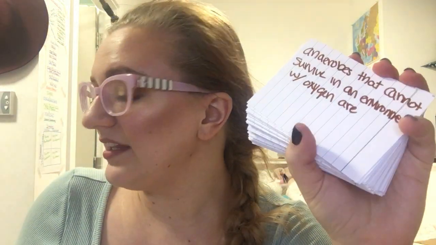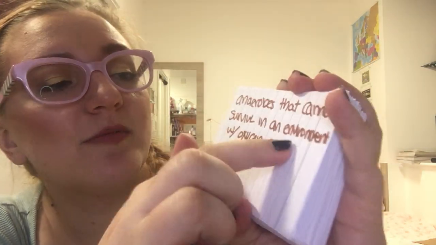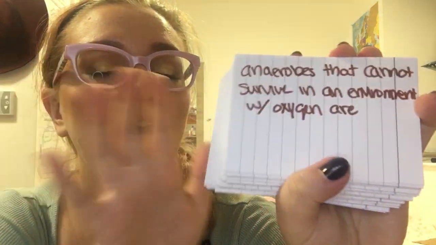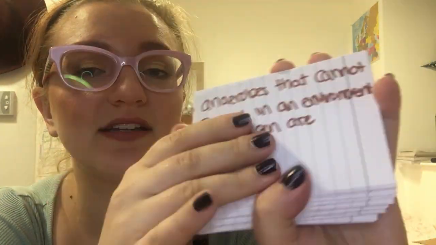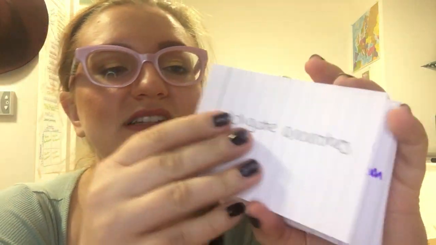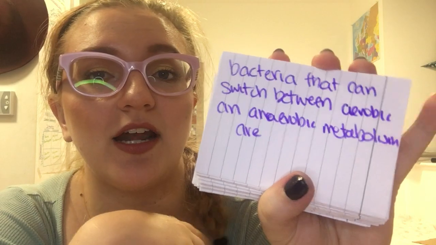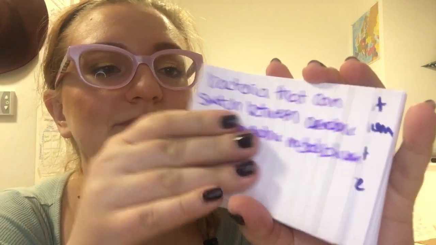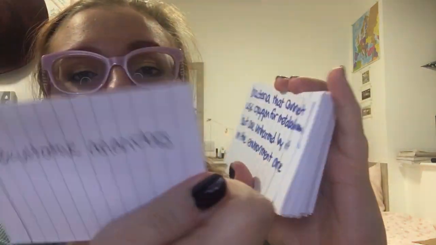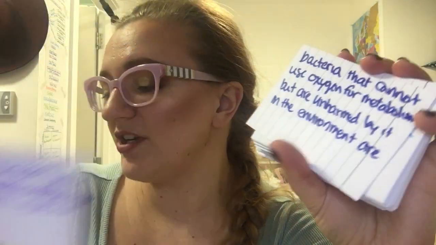And then further within that division of anaerobes, we have a couple different categories. So anaerobes that cannot survive in an environment with oxygen. So anaerobes that absolutely cannot stand being around oxygen are called obligate anaerobes. And then bacteria that can switch between aerobic and anaerobic processes are called facultative anaerobes. So they're anaerobic, but they can switch between.